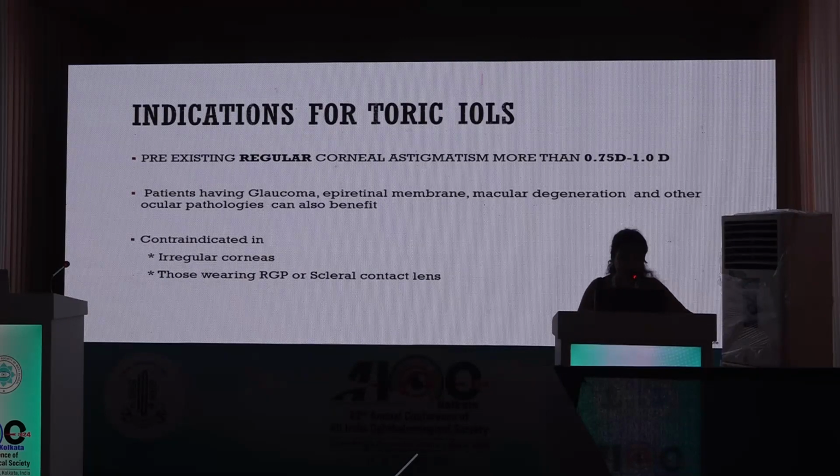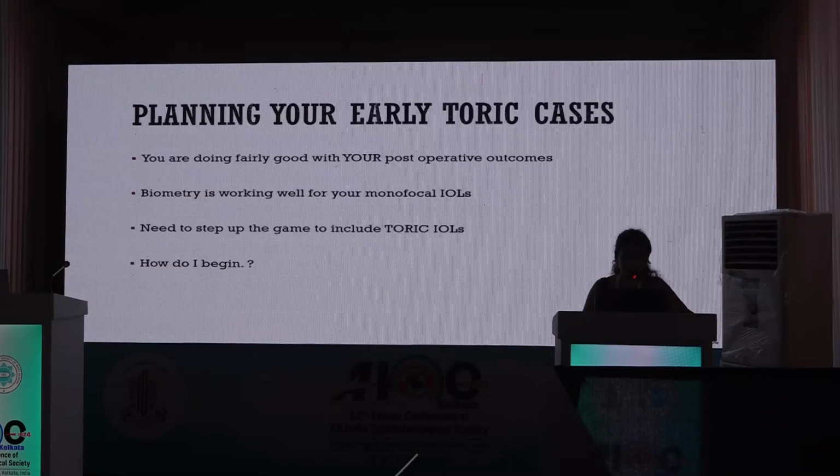Now, which are the cases that we will go for a toric IOL? The most important thing to remember is pre-existing regular corneal astigmatism of more than 0.75 or 1 diopter, which can be addressed. Situations like glaucoma, epiretinal membrane, macular degeneration and other pathologies will also benefit. They are not contraindications for toric IOL. The only place where it may be contraindicated is irregular corneas, or patients with so much irregularity that they need RGP or scleral contact lenses to regularize the surface. There, toric IOLs will not benefit.